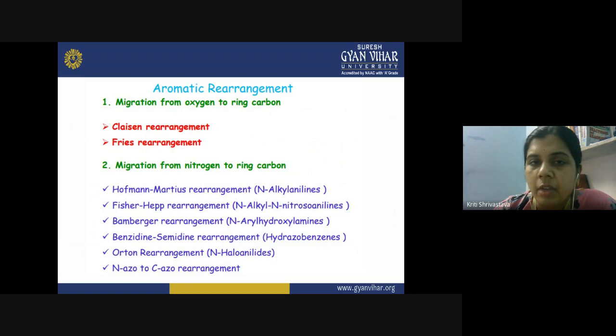Now let us discuss some of the known aromatic rearrangement reactions. The first is migration from oxygen to ring carbon, and in that category we include the Claisen rearrangement and Fries rearrangement. In the second category, we see the migration from nitrogen to the ring carbon. In this category, we have Hofmann-Martius reaction, then Fischer-Hepp rearrangement, Bamberger rearrangement, then benzidine and semidine rearrangement, Orton rearrangement, and N-SO2C6H5 rearrangement. These are the categories included here. So let us see them one by one.